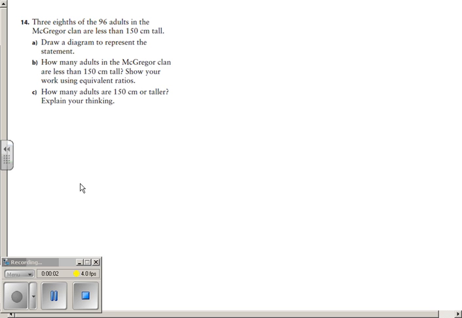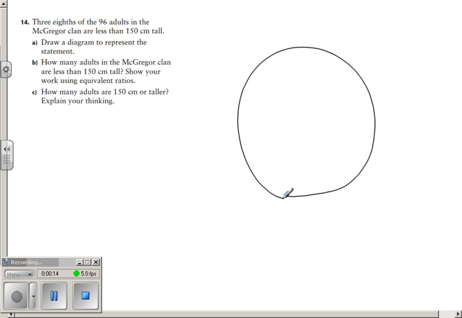Question 14, it says 3/8 of the 96 adults in the McGregor clan are less than 150 centimeters tall. Draw a diagram to represent this statement. Well, if I'm drawing a diagram, since it's a fraction, 3/8, I'm going to use my standard fraction.